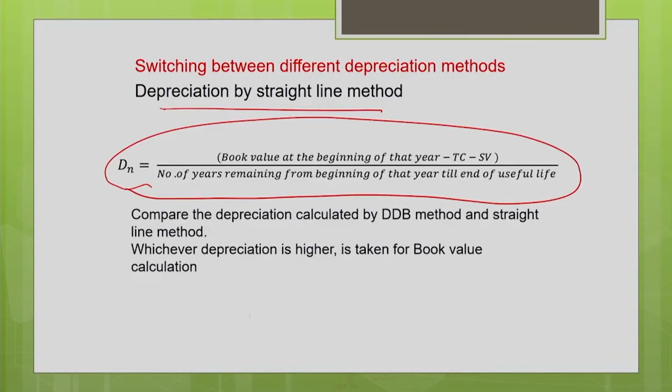So now you compare the depreciation calculated by the DDB method. Every time you have to compare the depreciation calculated with the DDB method and the straight line method. Whichever gives you higher depreciation, that depreciation will be used for book value estimation. So this guideline you have to keep in mind, okay. Every time you calculate the depreciation by both the methods, whichever depreciation is higher, use that depreciation for the estimation of the book value. That year you are going to switch over from this method to the next method.